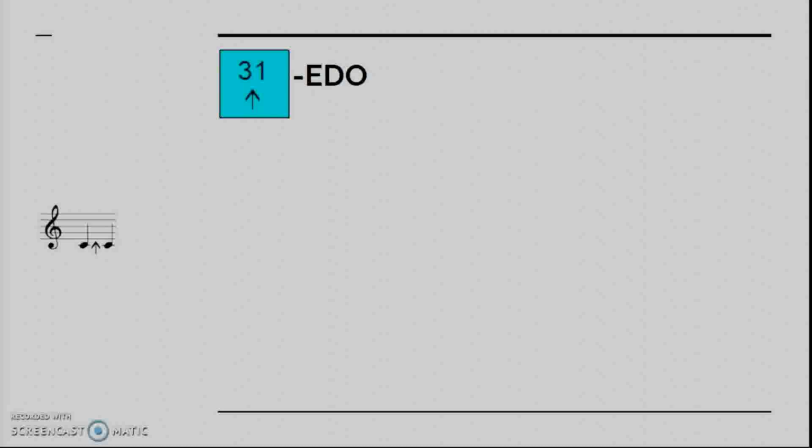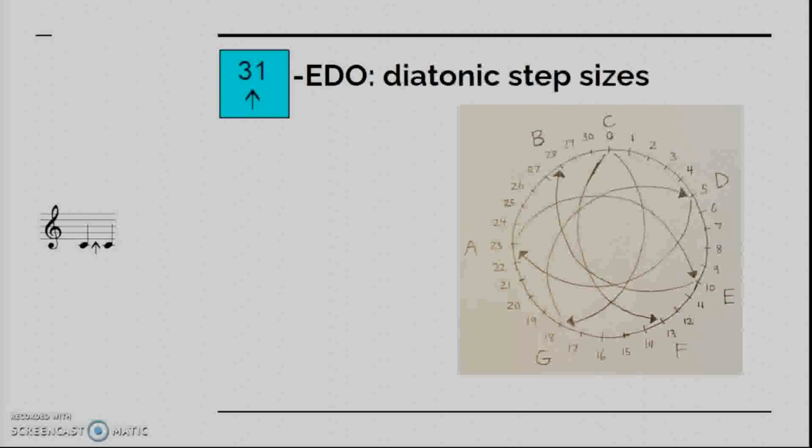To answer that question, we need to know the fifth size. Basically, it's whichever step of 31 EDO gets you closest to the fifth, aka the frequency ratio 2 to 3, or about 702 cents. This part isn't too hard to figure out how to work out on your own, so I'll just tell you the answer. It's 18 steps. So how then do we get the rest of the steps?